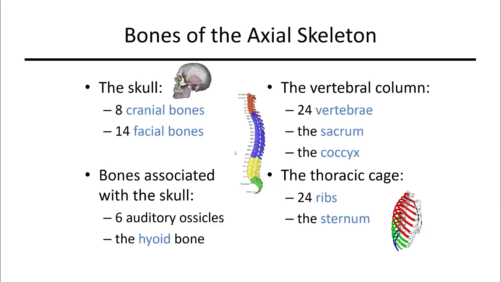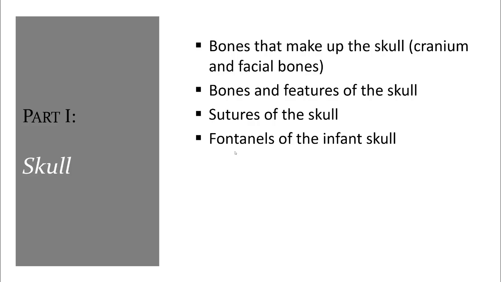Bones of the axial skeleton include the skull, where we'll go through 8 of our cranial bones. There are 14 facial bones. We have bones associated with the skull, including auditory ossicles as well as the hyoid bone. The vertebral column has 24 vertebrae. In addition, there's the sacrum and coccyx, as well as the 24 ribs of the thoracic cage and the sternum. We'll begin with the skull.